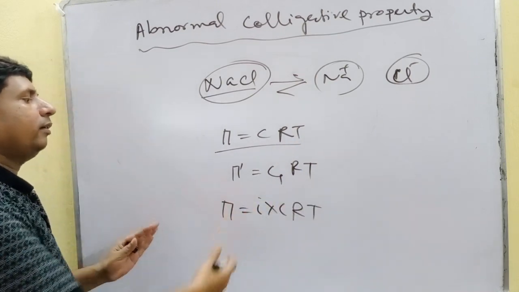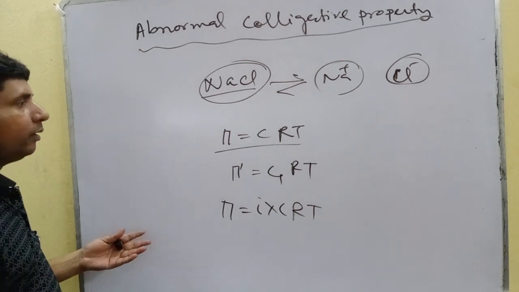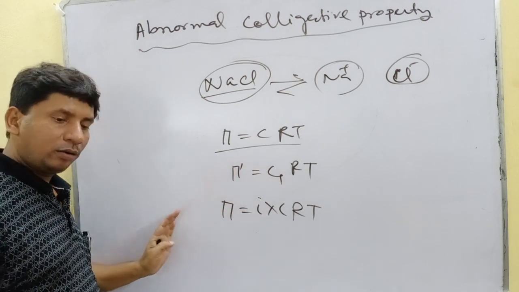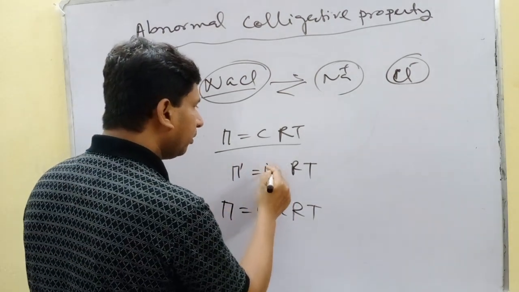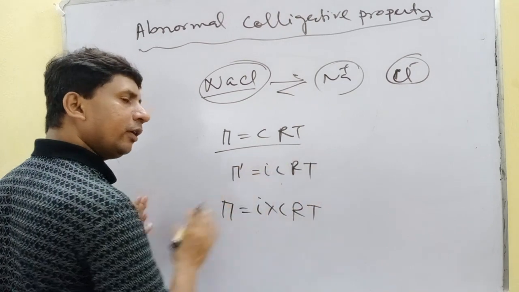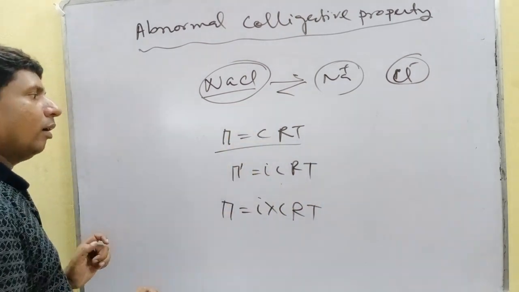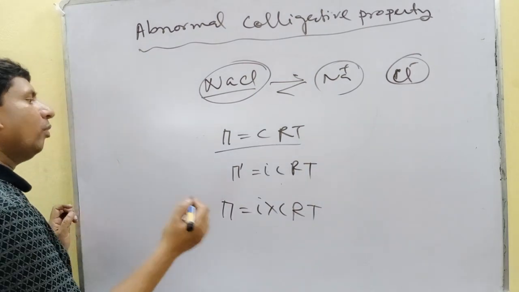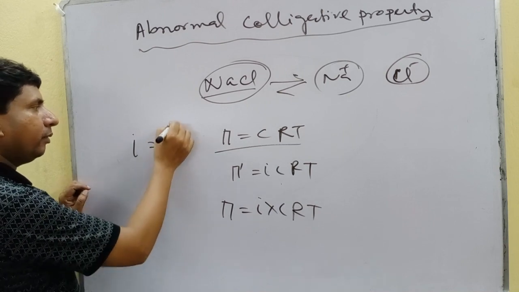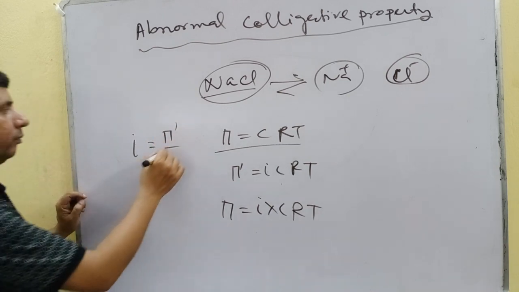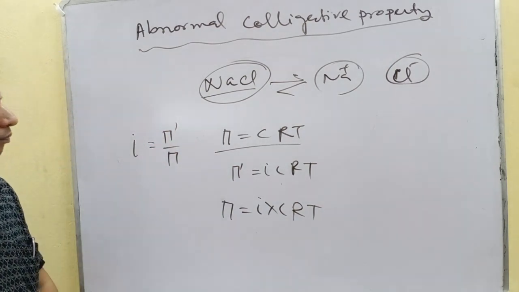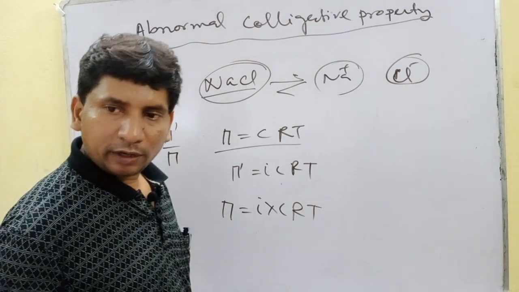Then how can we get normal to abnormal? That means if pi equal to CRT, or we can write here iCRT, then this one and this one are equal. What is i equal to? i equals pi dash by pi, okay. This is the abnormal colligative property, this is the normal colligative property, okay.